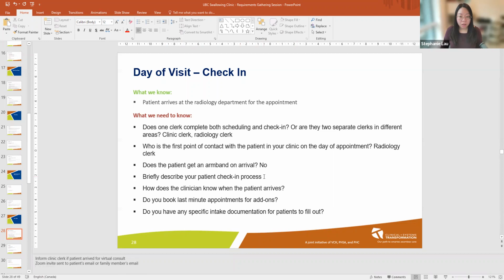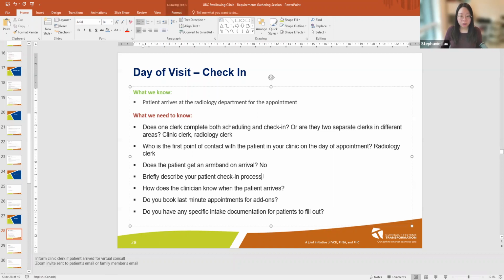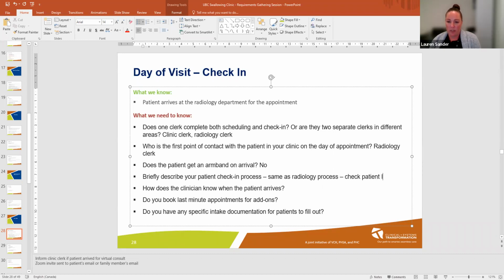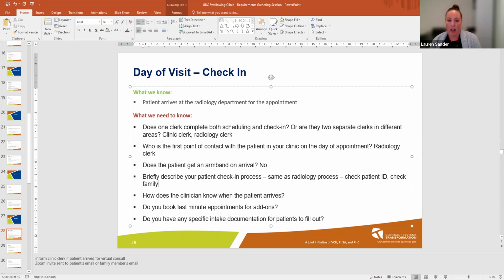Okay, and do you guys know when the patient checks in, what that process looks like typically? It'll be exactly the same process that radiology uses. So they'll be double checking patient identifiers, checking the referring physician, checking for family physician, same process as for any of the other medical imaging patients.